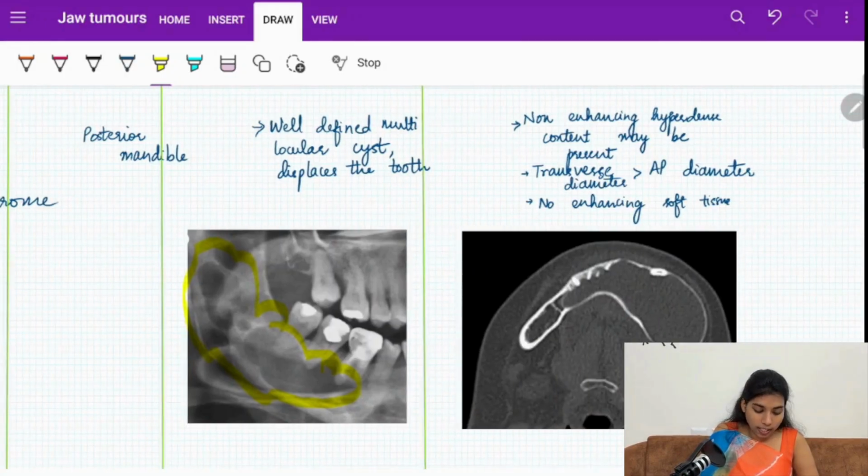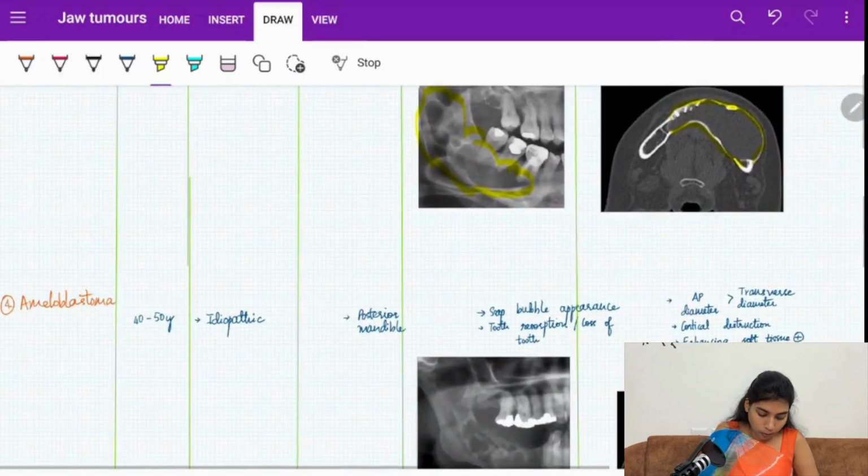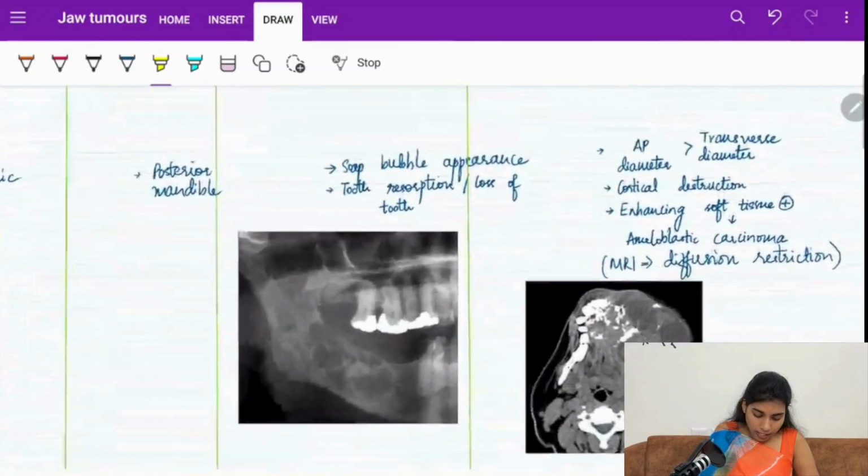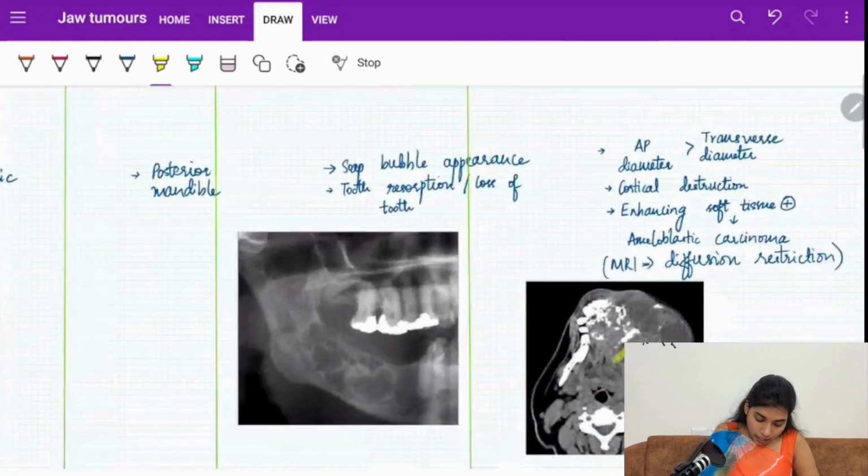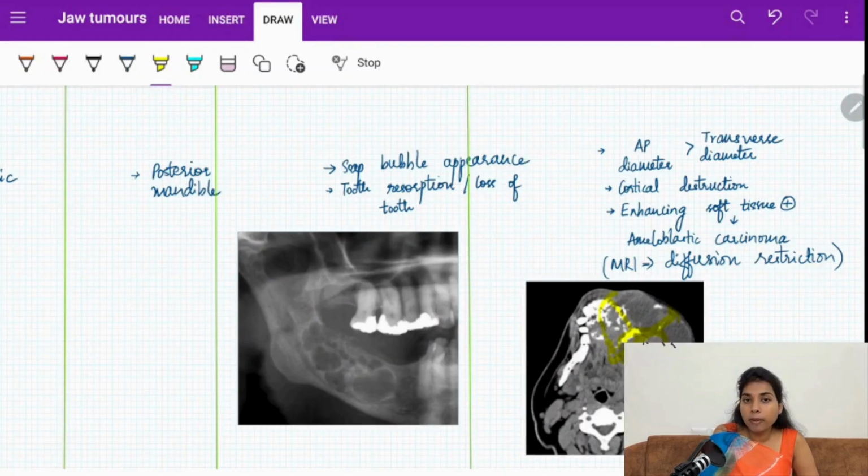And on CT, the most important point is that the transverse diameter is more than the AP diameter, and since it is a benign lesion, we already know that the cortical margins will be well maintained, and there won't be any enhancing soft tissue component. In contrast to ameloblastoma, here in ameloblastoma, the AP diameter will be more than the transverse diameter, and you can see that it has an enhancing soft tissue component with a cortical breach because it is a borderline malignant to malignant tumor based on the grading, right?